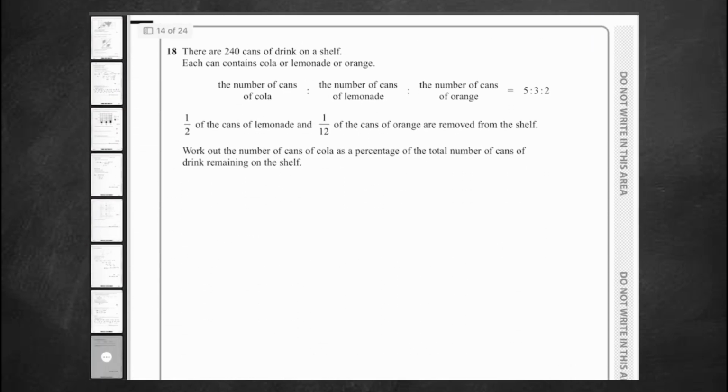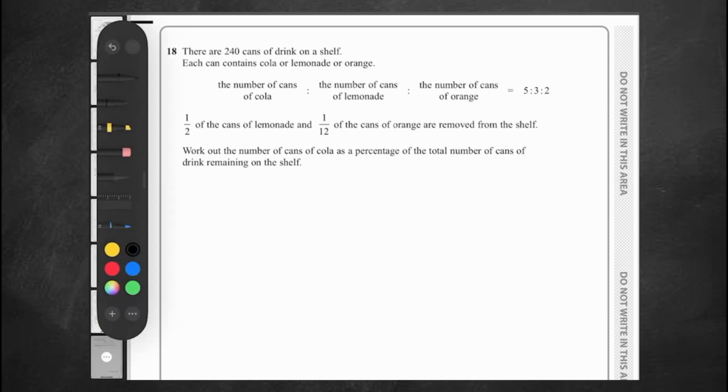Question 18. There are 240 cans of drink on a shelf. Each can contains cola or lemonade or orange in that ratio. Half of the cans of lemonade and 1/12 of the cans of orange are removed from the shelf. Work out the number of cans of Coca-Cola as a percentage of the total number of cans of drink remaining on the shelf. Right. It's quite a complicated sounding question.